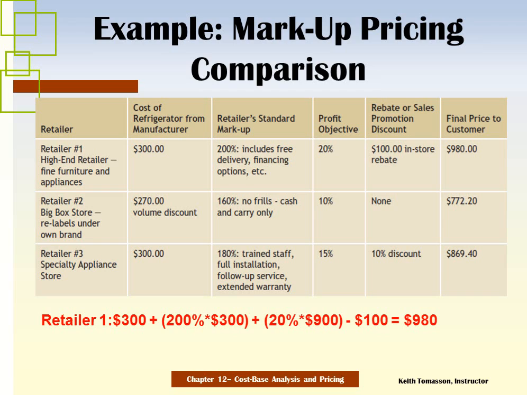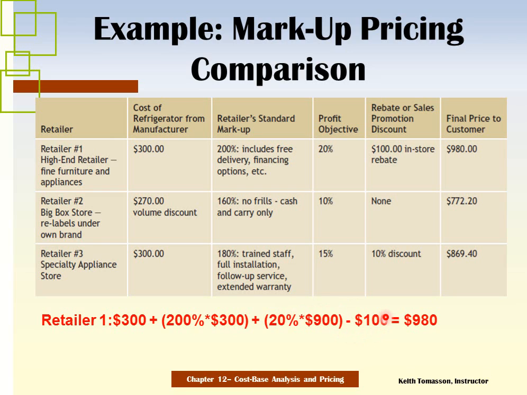They have a standard markup of 200% of the price that they pay for that refrigerator, so 200% of the $300 cost. So they have a standard markup of $600. So now the cost plus their standard markup is $900. They have a 20% profit objective of the $900 cost to them, which is $180.